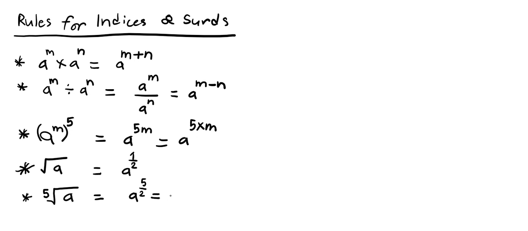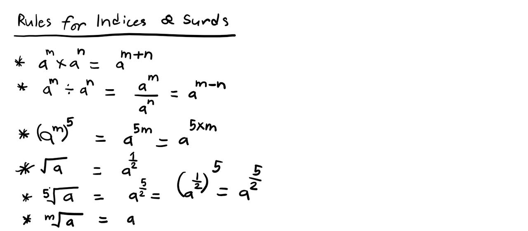You know how? It's because a to the power half, multiplied by 5, equals a to the power 5 by 2, simply. Now if I were to simplify this, the m-th root of a is going to be a to the power 1 by m. That's it.